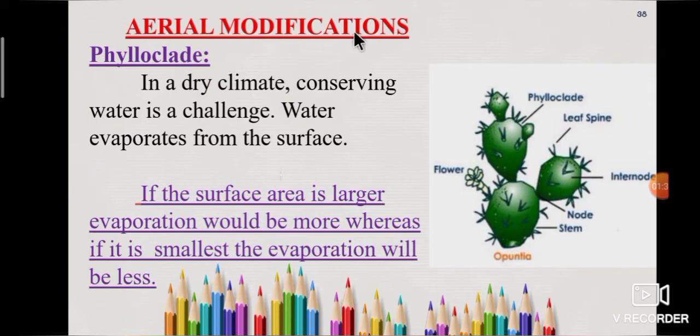First one, aerial modifications. Phylloclade. In a dry climate, conserving water is a challenge. Water evaporates from the surface. If the surface area is larger, evaporation would be more, whereas if it is smaller, the evaporation will be less.